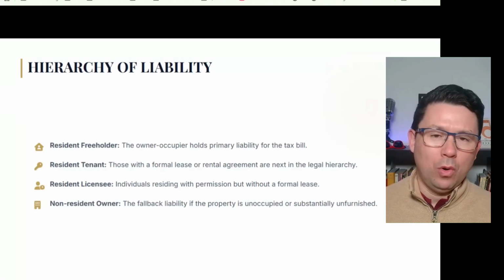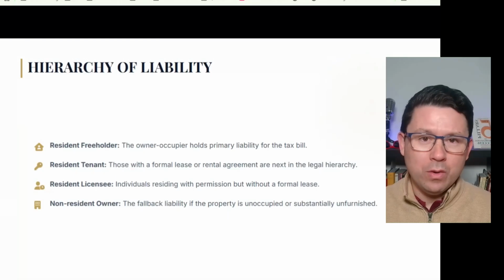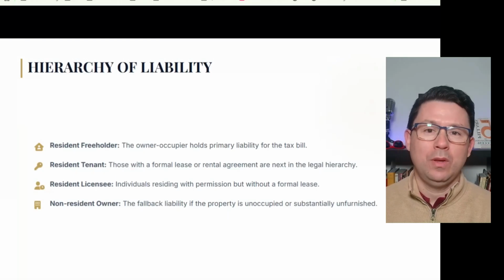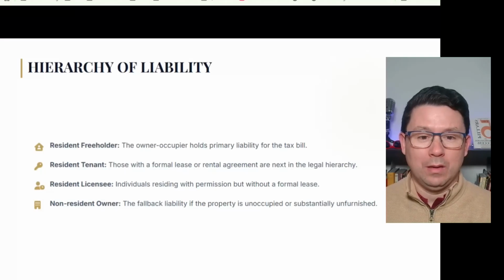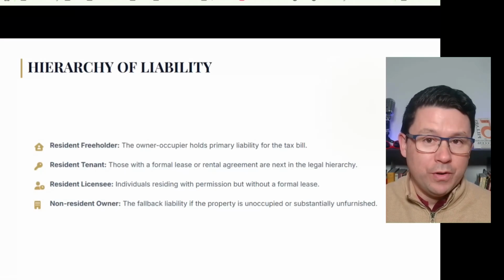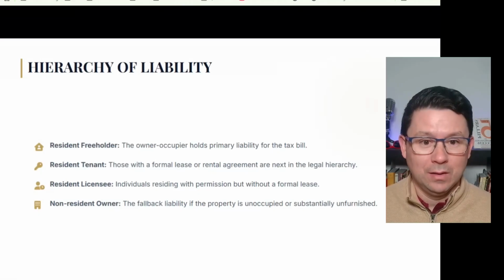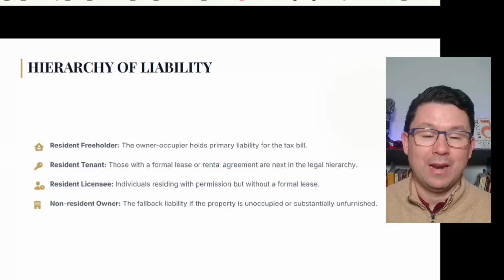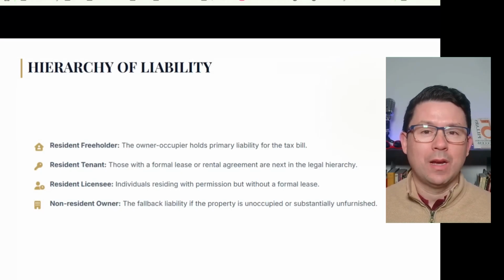Now, as you probably know, there is a certain hierarchy to this. The one who's living in the property, normally the resident, would be the one to pay. But within that, the resident freeholder would be the one to pay first, then the resident tenant, then the resident licensee, if there is one, and if the property is empty, then the non-resident owner would have to pay the council tax for the property.